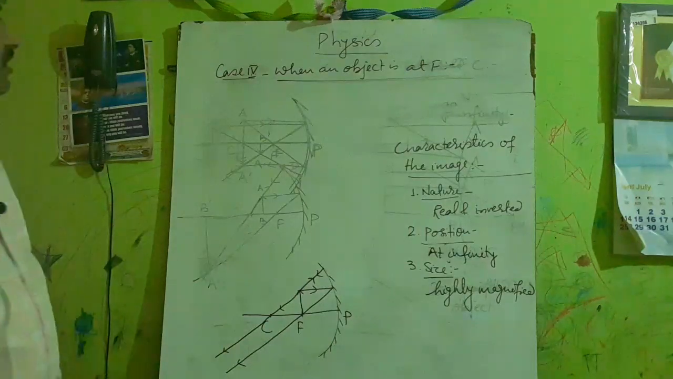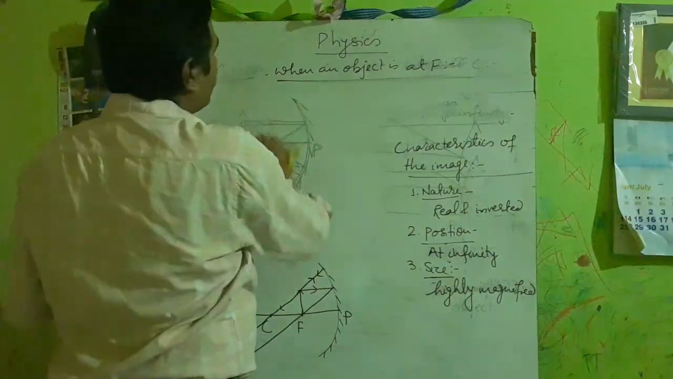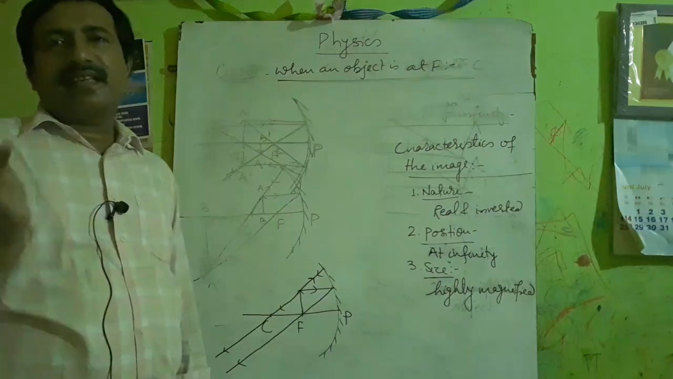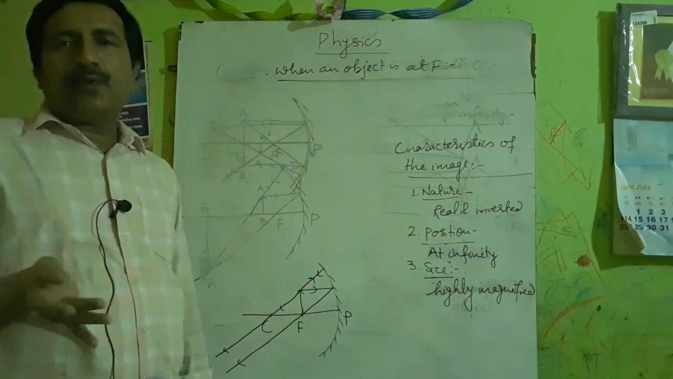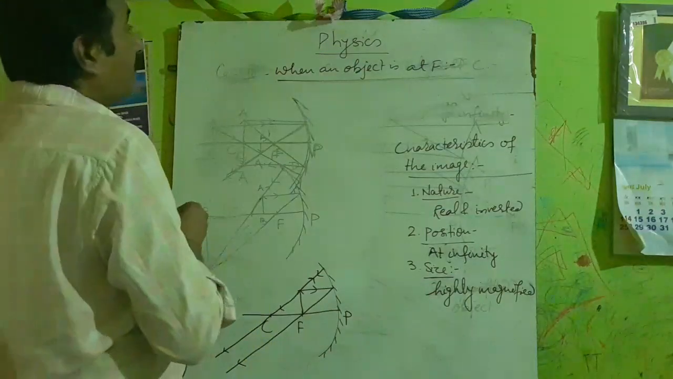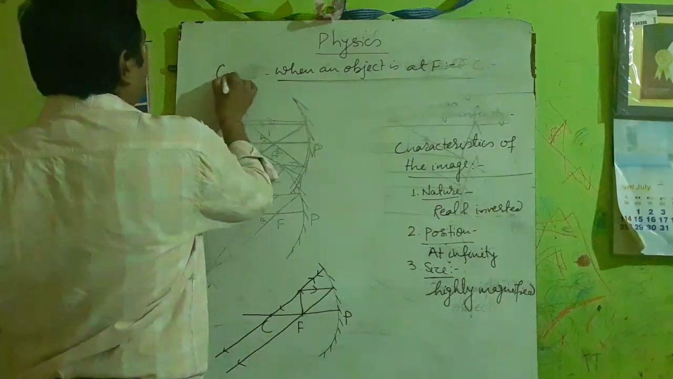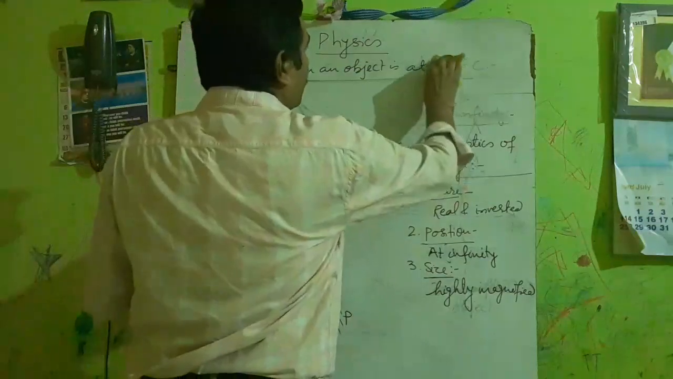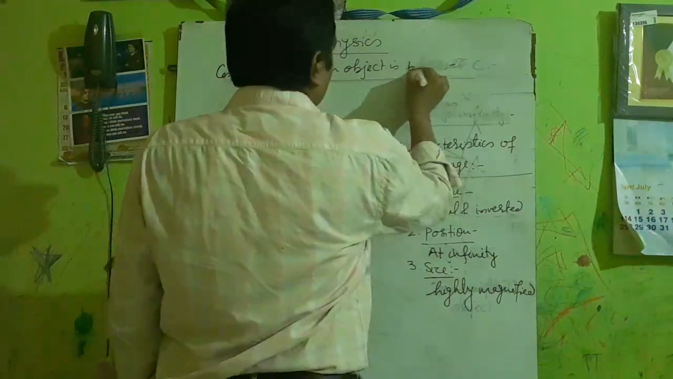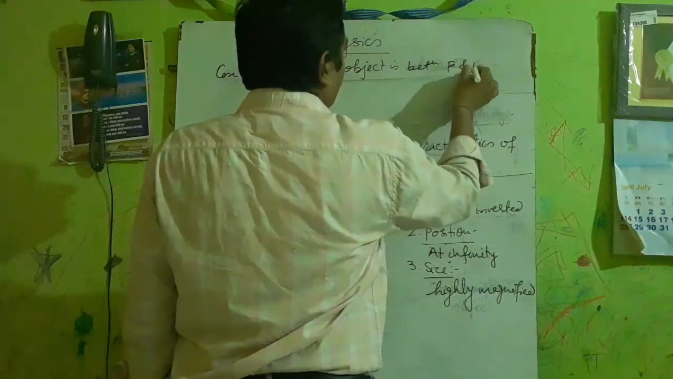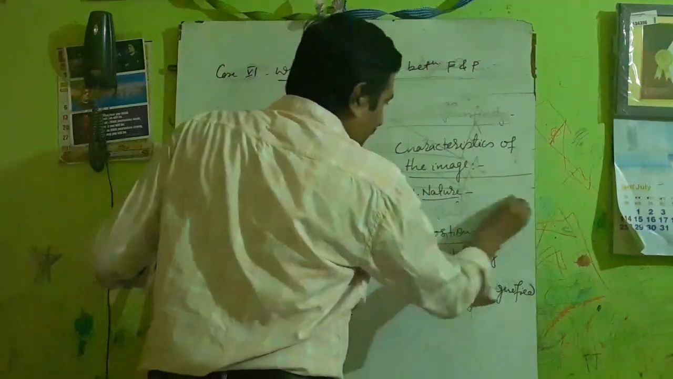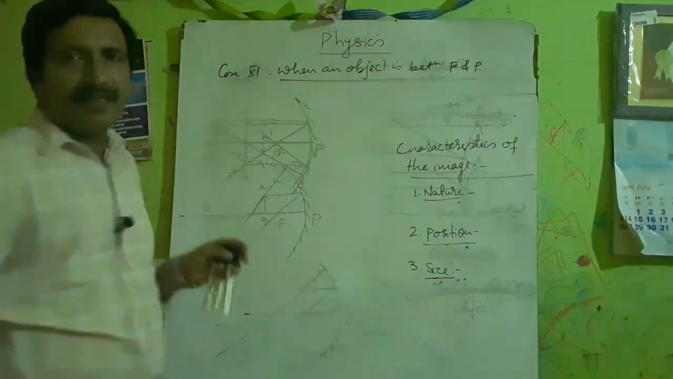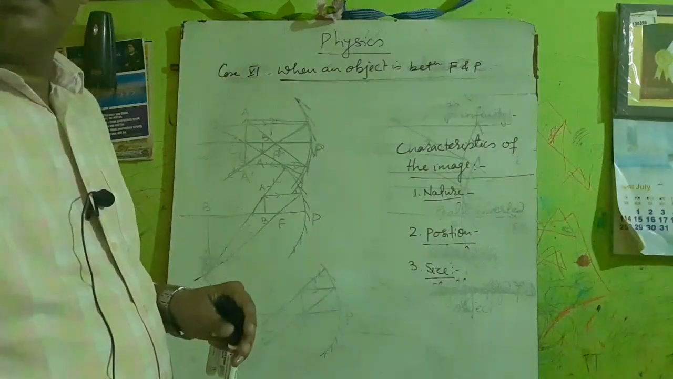Okay. So now let us have case 6. This was case 1 at infinity, second case beyond C, third case at C, fourth case between C and F, and this was the fifth case when the object is at F. And now we will have case 6 when the object is between F and P. Let us take the situation.